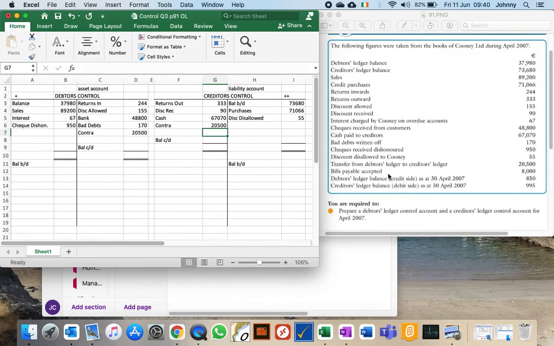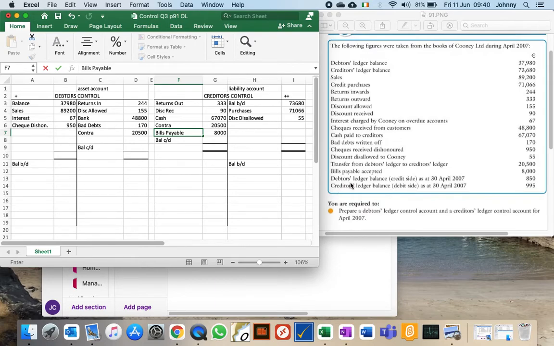Now, we have bills payable and bills receivable. A bill receivable would be to do with debtors, because I'm going to receive that money in the future. Bills payable to do with creditors, because I'm going to pay the money in the future. And it's the same as if the debt was already paid, so it's a minus for the debt. So we'll have bills payable.